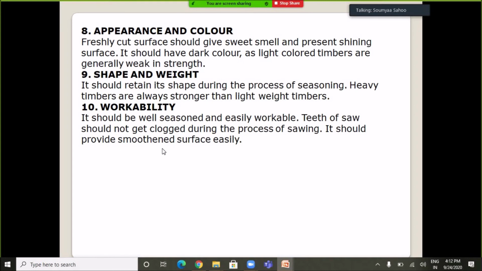Next quality is the appearance and color. Freshly cut surface should give sweet smell and present a shining surface. It should have dark color as light colored timbers are generally weak in strength. Shape and weight. It should retain its shape during the process of seasoning. Heavy timbers are always stronger than lightweight timbers. Workability. The timber should be well seasoned and easily workable. Teeth of saw should not get clogged during the process of sawing and it should provide a smooth surface easily.